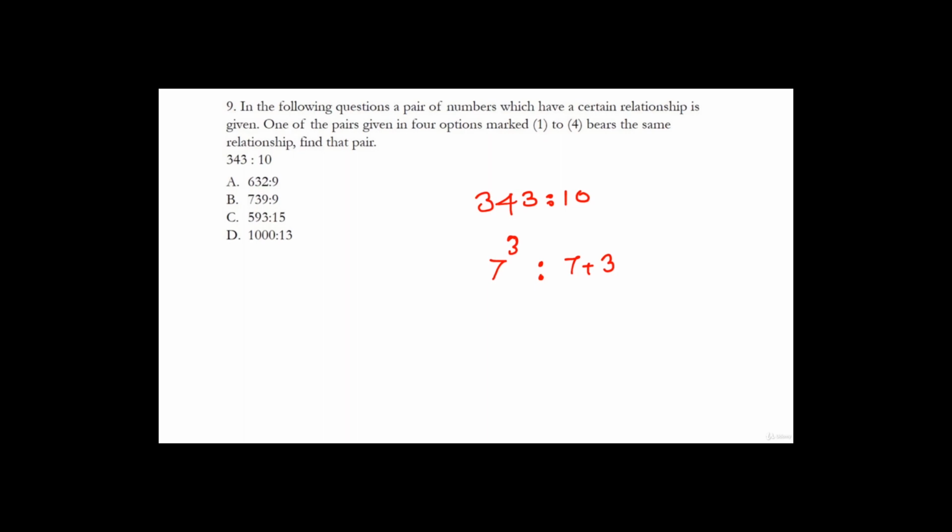So 1000 is 10 cube. So the right hand side number should be 10 plus 3, which is 1000 is to 13. So this particular thing satisfies the pattern that is given in the question. So option D is the right answer.